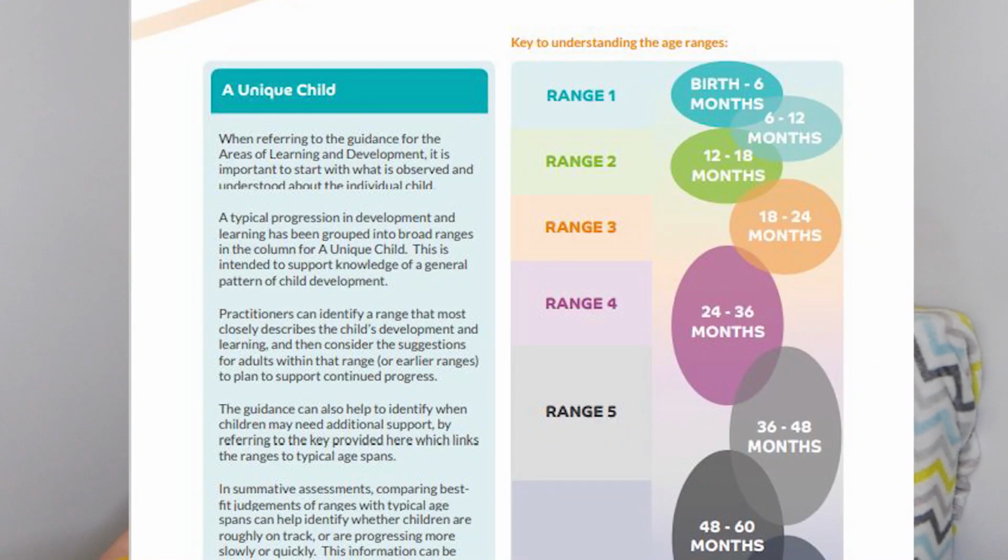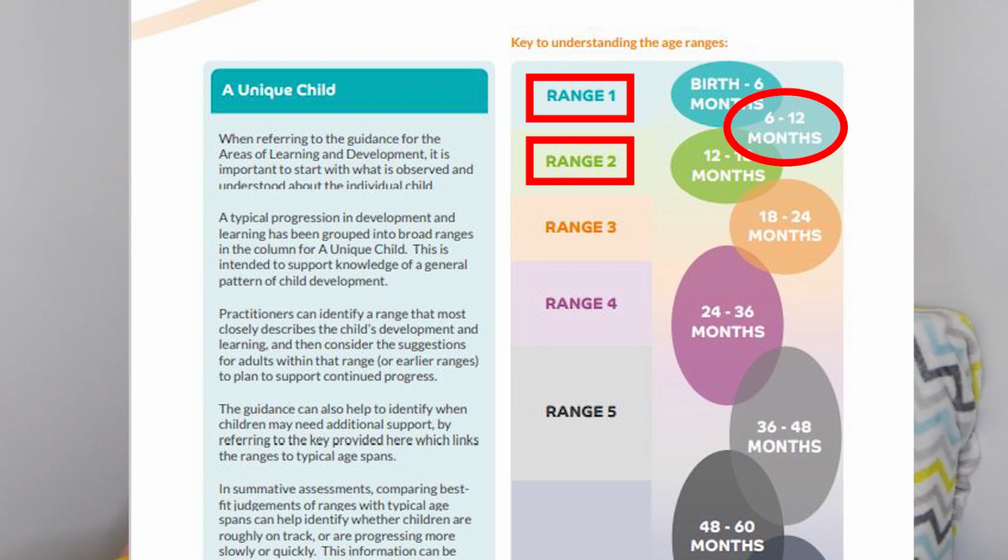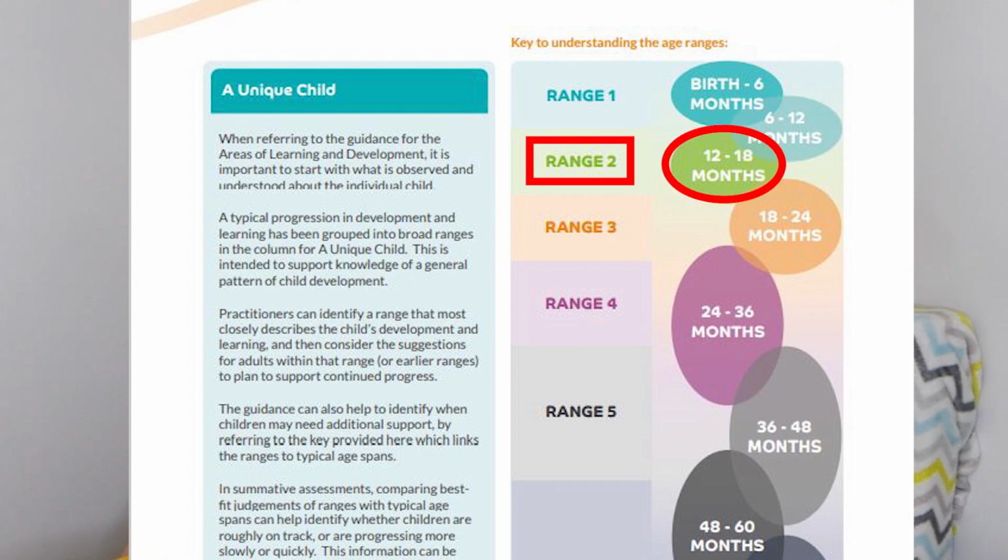In the Birth to 5 Matters document, we have ranges of age, but there is a handy page to explain what age bands roughly each range refers to. So for example, range 1, birth to 6 months, and then an overlap to range 2, 6 to 12 months, moving on then to 12 to 18 months in range 2.